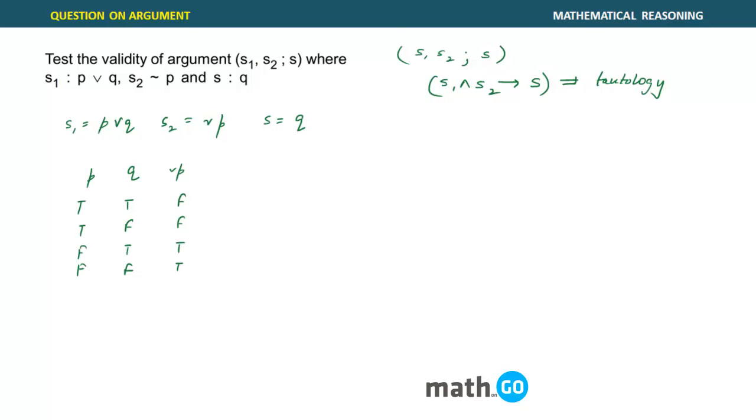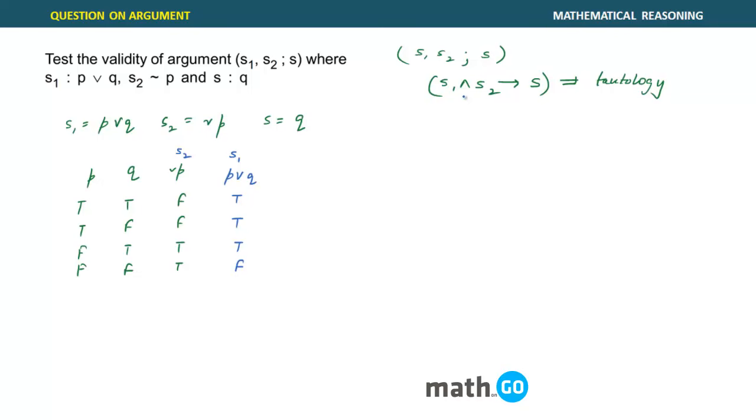Then you wanted S1. So let me just change the pen for S1. So S1 is what I highlight here, and this is S2 that you have already calculated. S1 is P or Q. So what is P or Q? Whenever one of them is true, it is true. True, true, and this will be false.